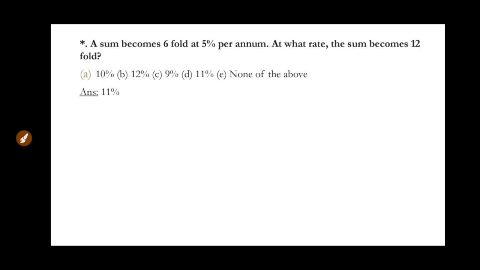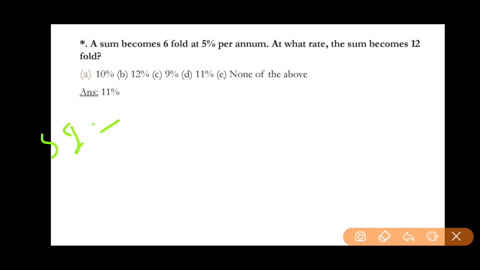Then move forward. A sum becomes sixfold at 5% per annum interest rate. Then the second part is at what rate the sum becomes 12-fold. The question is very easy as usual. First of all, you need to check the simple interest here. The same thing, it became sixfold.